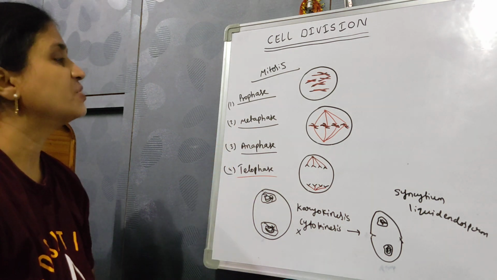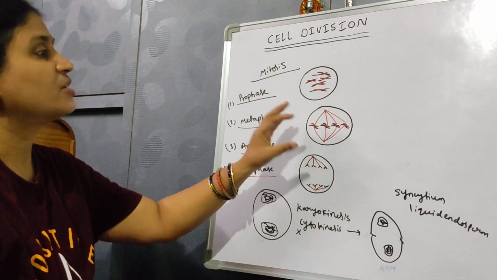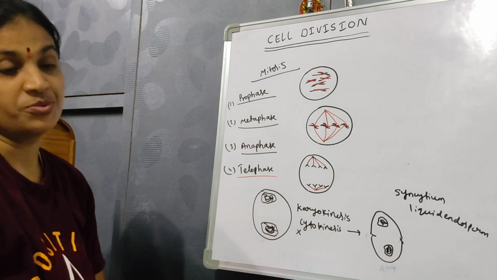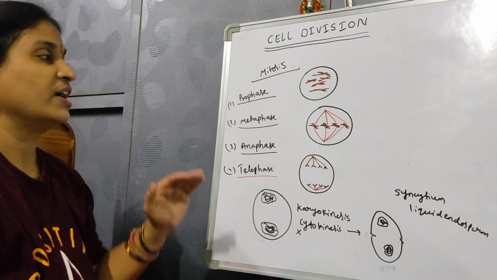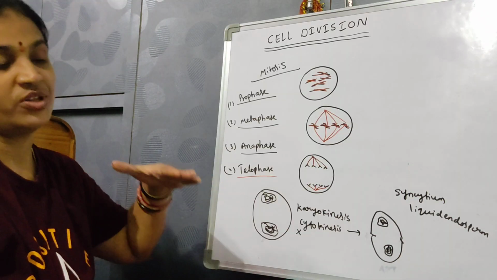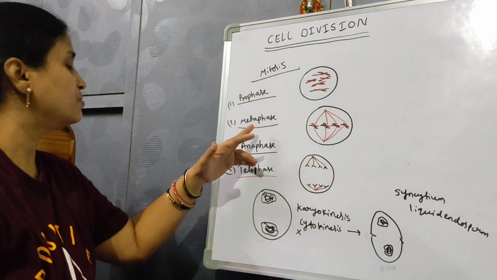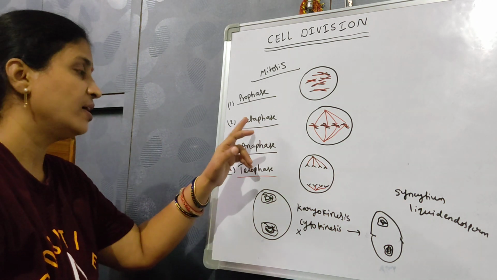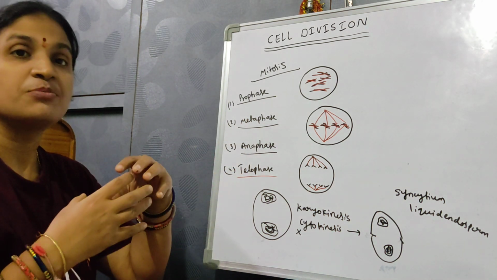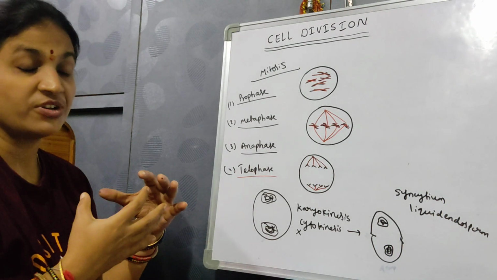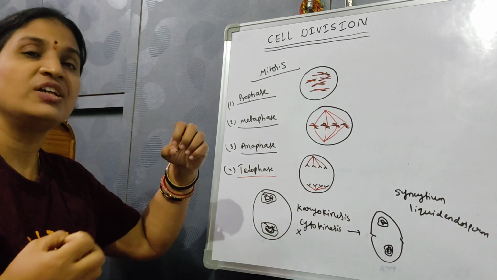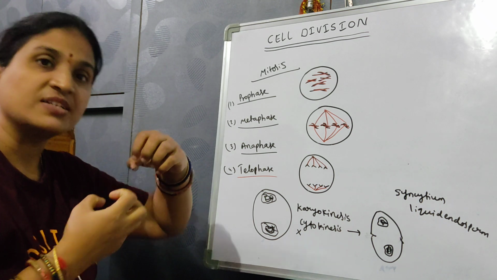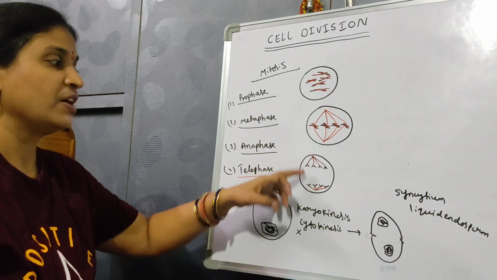Then metaphase. What happens in metaphase? Here the spindle fibers attach to the chromosomes. Where are they attached? To the kinetochore of the centromere. Then they get aligned onto the metaphasic plate or the equatorial plate. Those are the changes which occur in metaphase. Anaphase, what happens? The splitting of the centromere takes place, and the spindle fibers move the sister chromatids to the opposite poles, like this.